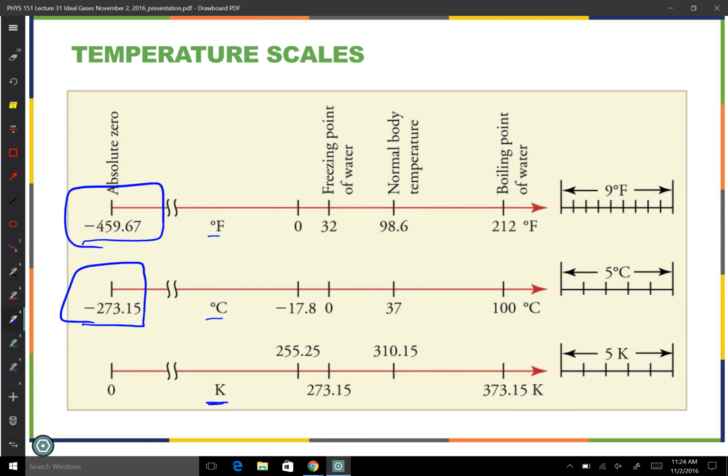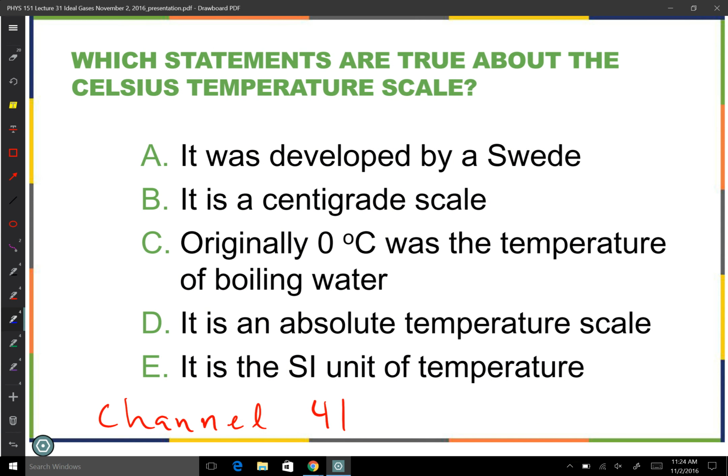So everybody down with the temperature scales? Good. Let's do things that are more fun. First, we'll ask a question. Which statements are true about the Celsius temperature scale?